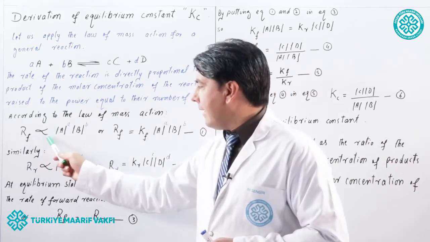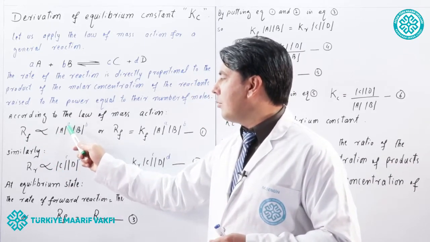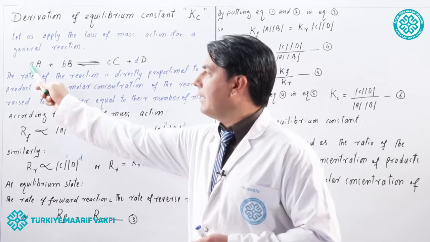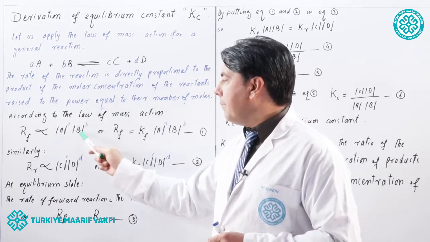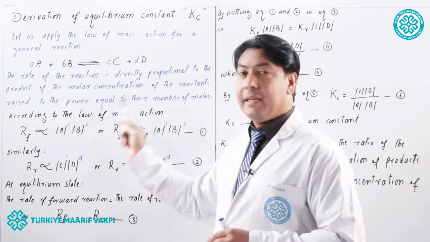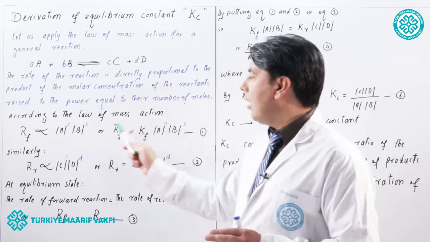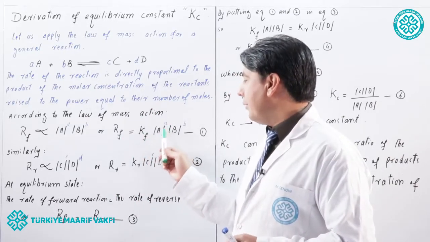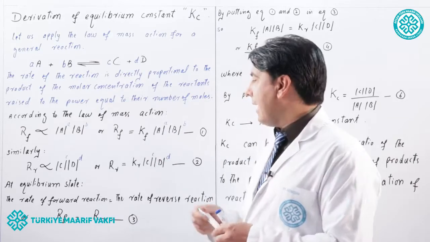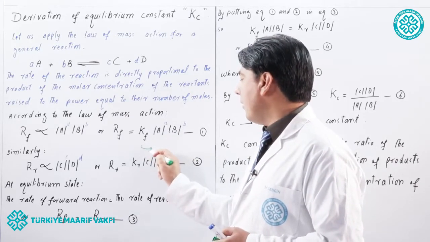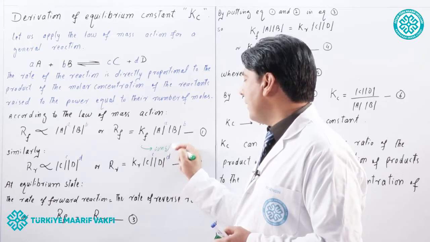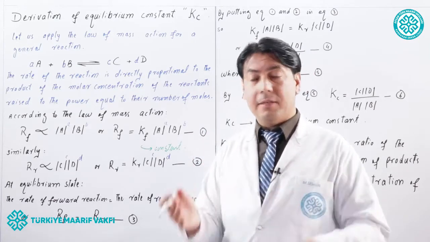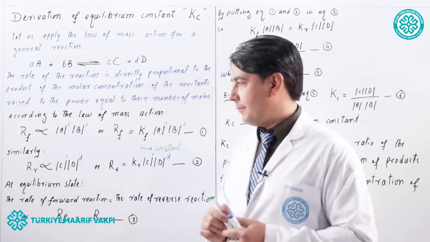So, Rf is directly proportional to [A] raised to the power a, where a is the number of moles of reactant A, and similarly [B] raised to the power b, the number of moles of reactant B. The rate of forward reaction is equal to Kf into [A]^a into [B]^b. What is Kf? Kf is the proportionality constant for the forward reaction. So this is equation first.